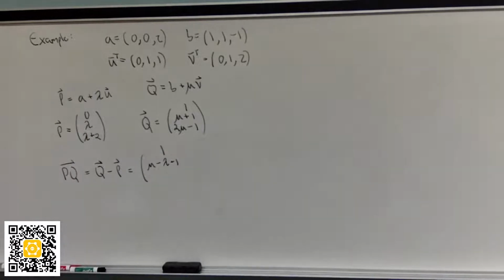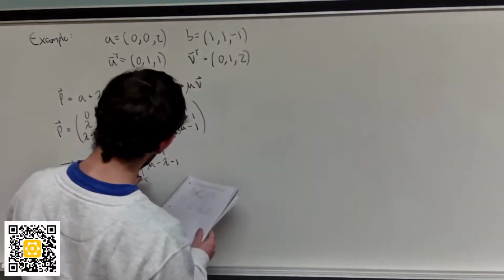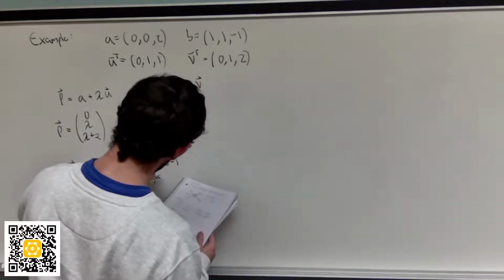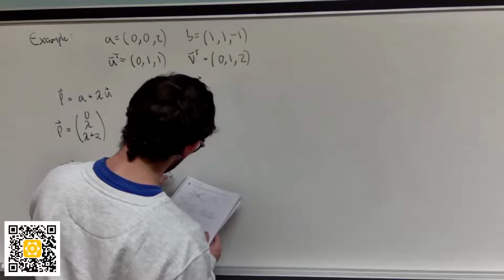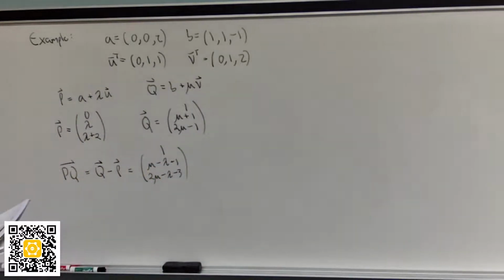David, give me the third. 2 mu minus 1 minus lambda minus 2, so that is 2 mu minus lambda minus 3. Bingo. Nice.